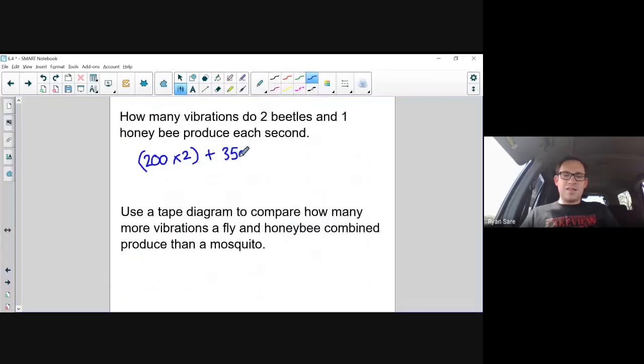So in this case, I'm going to do this multiplication first. 2 200s, I can do 200 plus 200. I could count by 200s if I'm feeling confident. I can use my 2 facts to help me out. So 2 times 2 is 4, and these are hundreds, so it's 400 plus the 350 from the honeybee. That's going to be 750 vibrations. And that's my answer. I'm going to put it in a box.